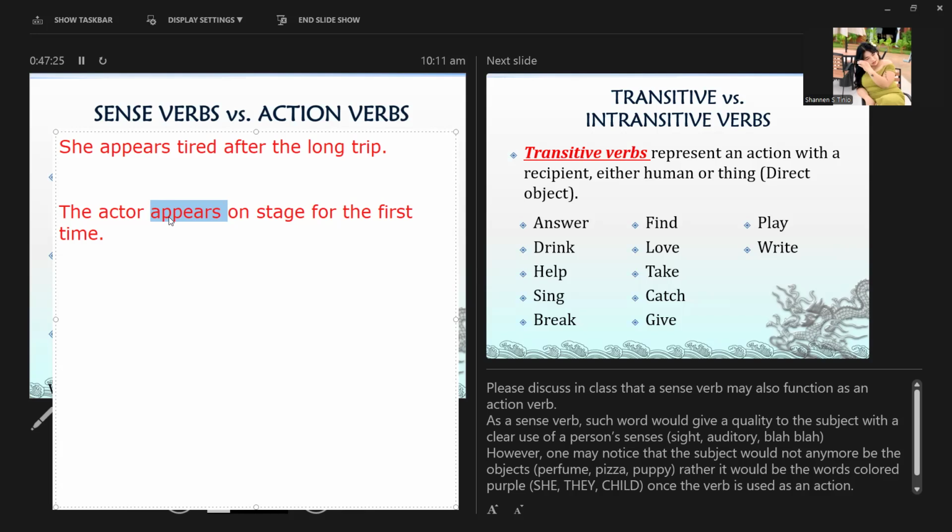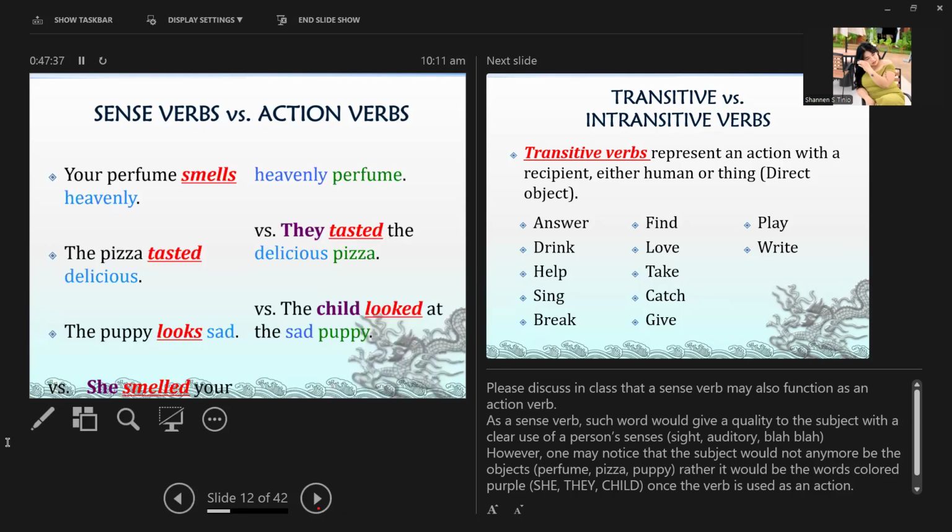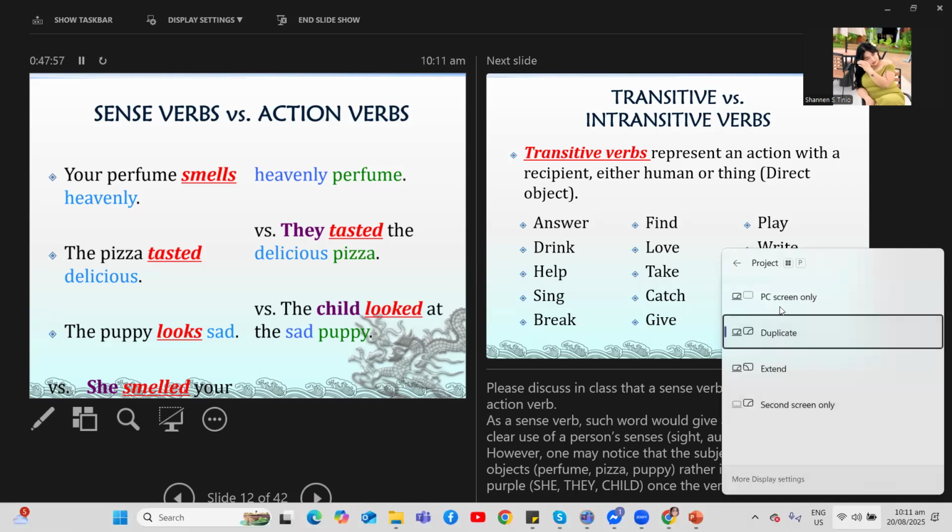You get the difference? Do I need more clarification or are we good? We good, right? Okay, buti naman. Nakapagod mag-explain eh. I'm just kidding. All right. So, yeah, let's move on. We're going to talk about transitive versus intransitive verbs. Let's take it slowly para naman masundan nyo ng maayos.